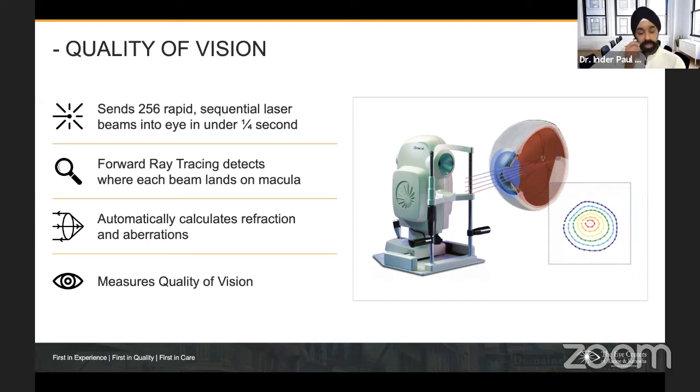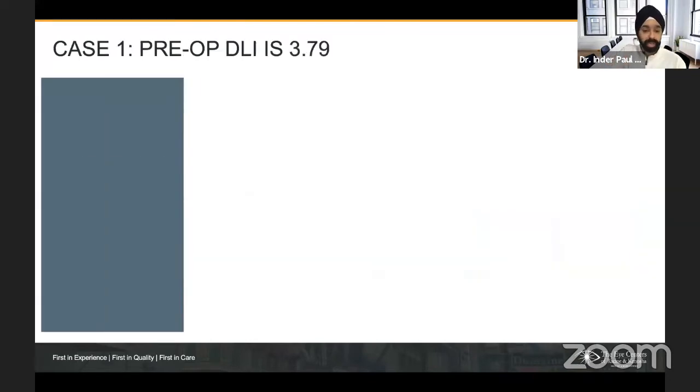What we found is we use this technology called ray tracing, from a company called iTrace, Tracey Technologies, which shines 256 lasers into the eye and looks at where those lasers fall on the retina, looks at point spread function, the intensity and the size. So it can look at cornea, because it has a topographer, versus internal optics. So it can separate cornea versus internal.